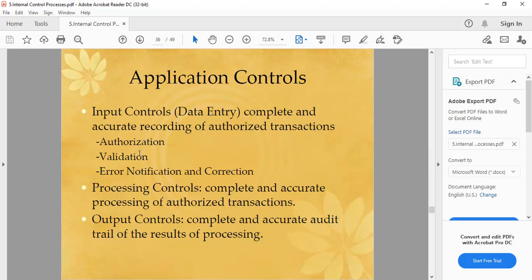So there would be a sense of checking if there is proper authorization, validation, and error notification and correction. For the processing control, we have completeness and accuracy of the processing of the transactions. So going back, before we process any information or data, there should be a check of its authenticity, completeness, and accuracy before placing it in the actual process.